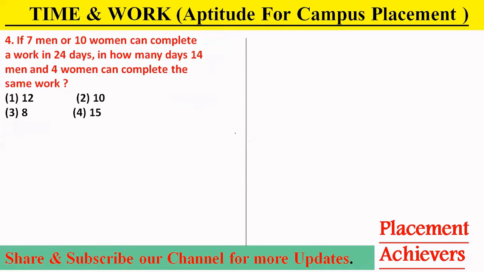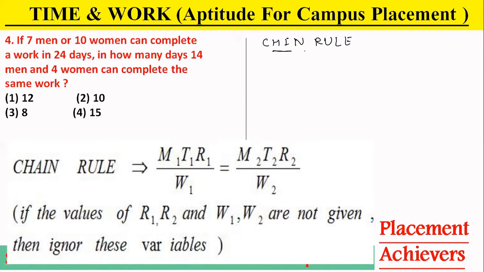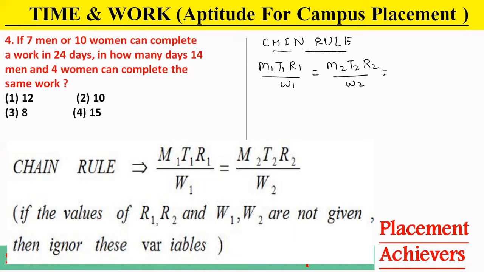Okay, guys. Next question. This is a question based on multiple manpower or variety of manpower. Whenever multiple manpower or variety of manpower is given in the question, then you have to apply the chain rule. Chain rule means M1 T1 R1 upon W1 is equal to M2 T2 R2 upon W2. It can continue for M3 T3 R3 upon W3, depending on the number of situations. What are M, T, R and W here? M means manpower. Here manpower is equivalent to capacity.